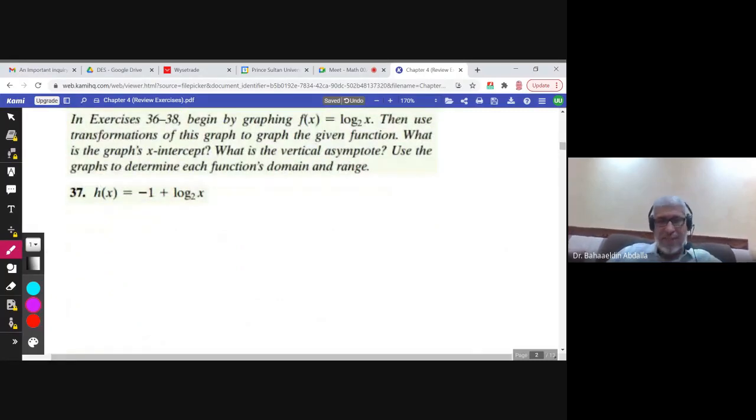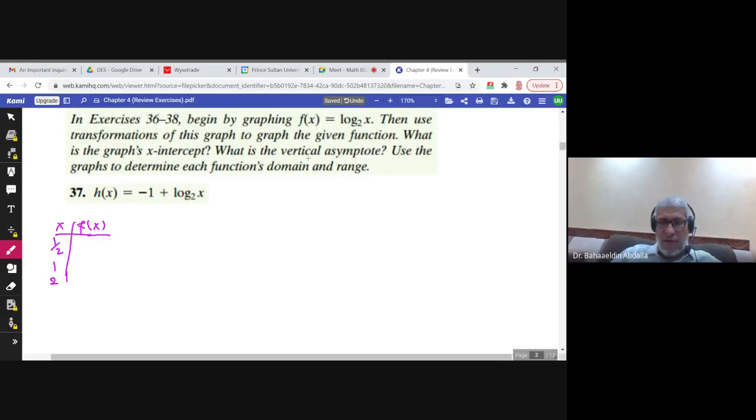Here, it says begin by graphing f of x. So let us graph f of x. Again, I will make a table for f of x, and this is the logarithmic function. So we agreed to take values like this. The base is 2, so I write x: 1 over 2, 1, and 2.